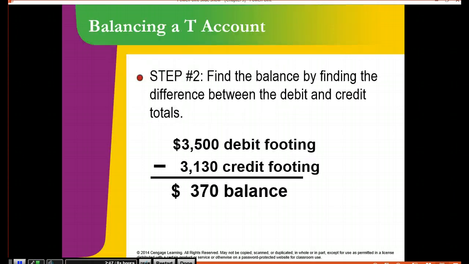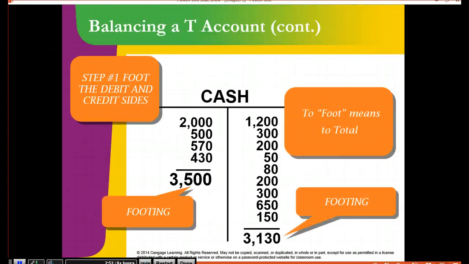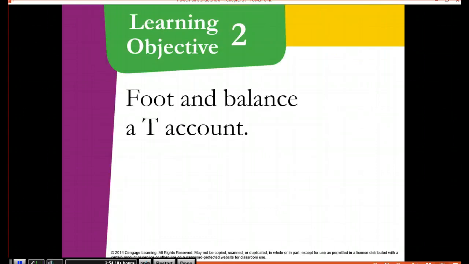If you look on page 53 in your textbook, let's go through here just a minute. Okay, we'll come back to that one.